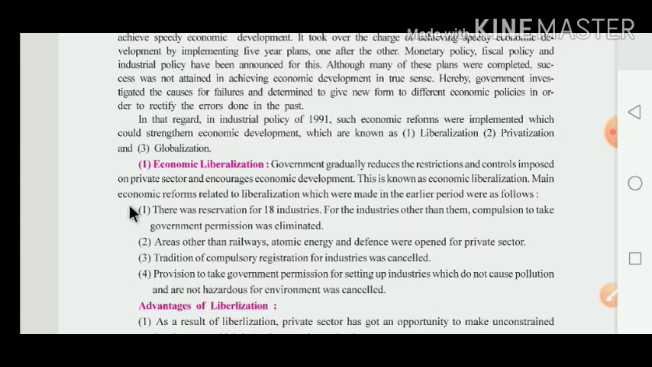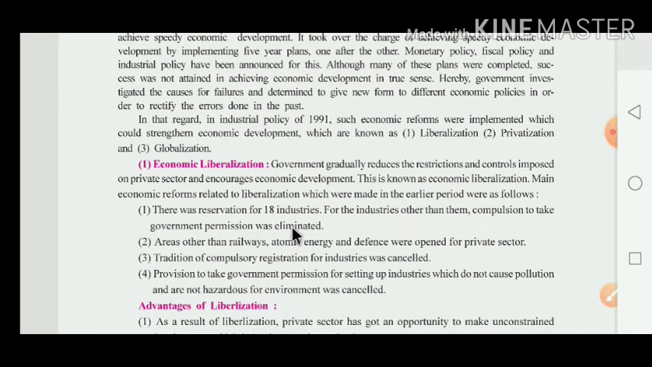Main economic reforms related to liberalization which were made in the earlier period were as follows. Now the following are the points. They gave about economic liberalization first. There was reservation for 18 industries. It means they gave reservation for how many industries? For 18 industries. For industries other than them, the compulsion to take government permission was eliminated.